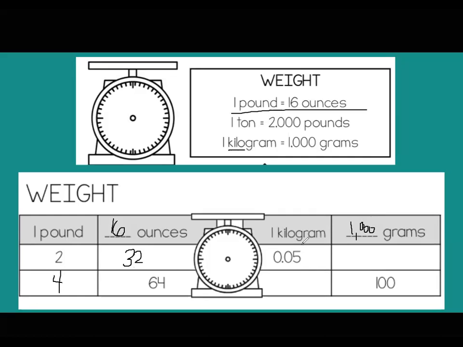So here we're going from kilograms that are larger to grams that are smaller. So we're going to multiply, and we're multiplying by 1,000. So that means our decimal is going to move 3 times to the right. So we move 1, 2, 3, so that gives us 50 grams.